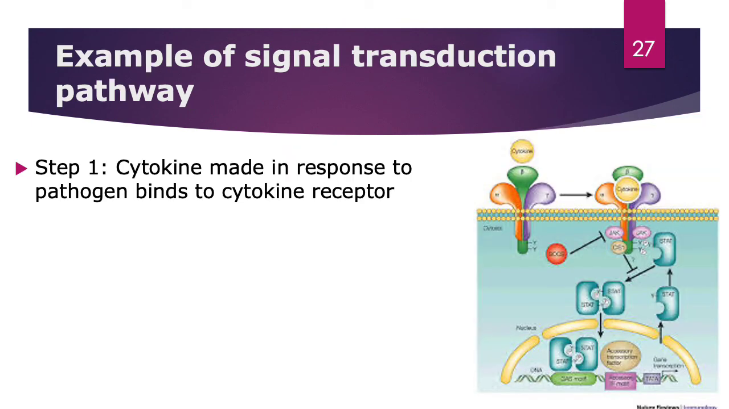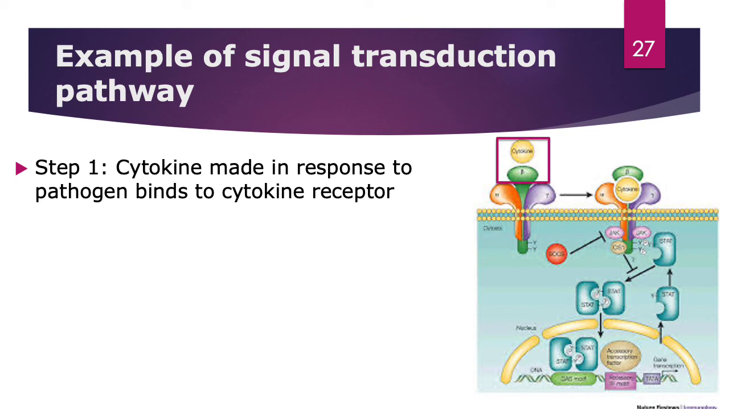Another example of a signal transduction pathway is shown in this figure, where we're looking at cytokines, which are secreted ligands, and they're normally made by cells when they are infected by pathogens. These cytokines are released or secreted by the infected cells as a way to alert the immune system and to alert the neighboring cells that there is a pathogen in the vicinity.